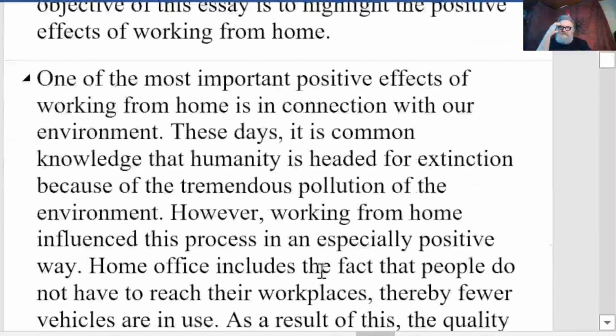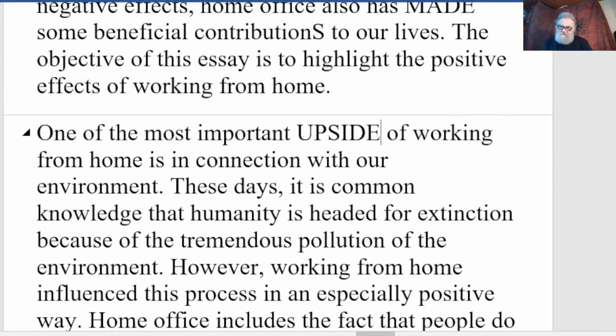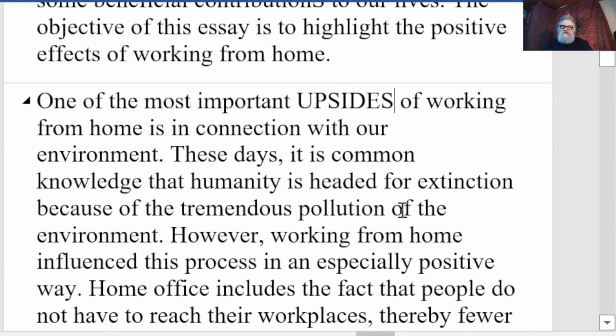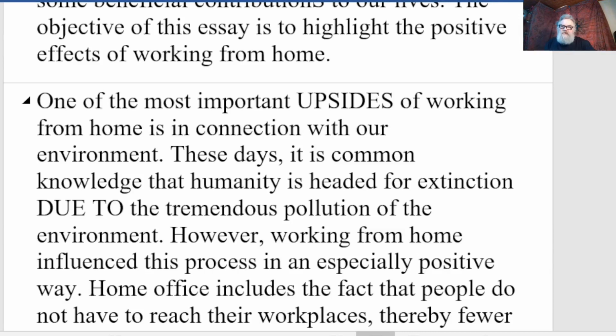Okay, that's good. So, one of the most important... So, you already used positive effects. Let's change this. One of the most important upsides of working from home is in connection with our environment. These days, it is common knowledge that humanity is headed for extinction because of, so, you used it earlier, due to the tremendous pollution of the environment.